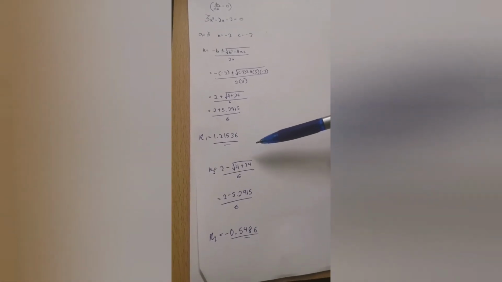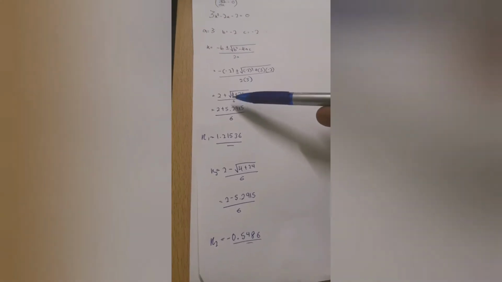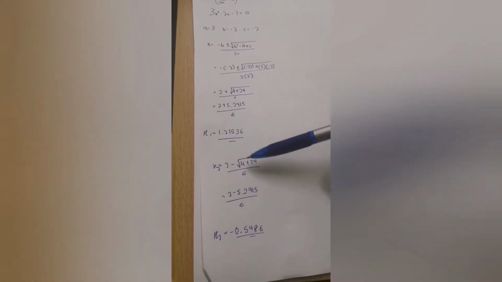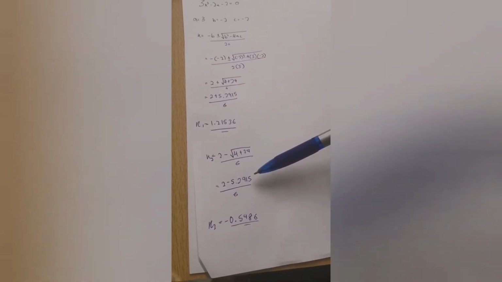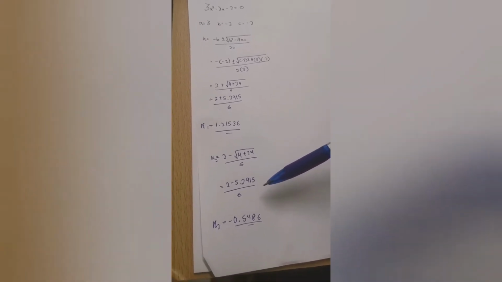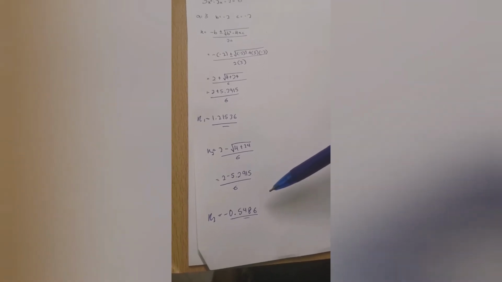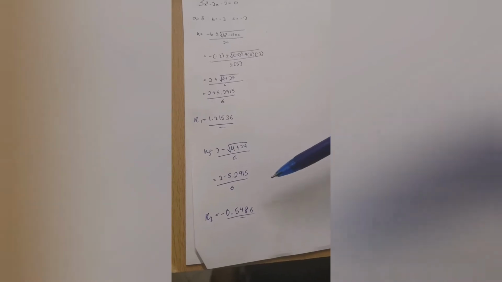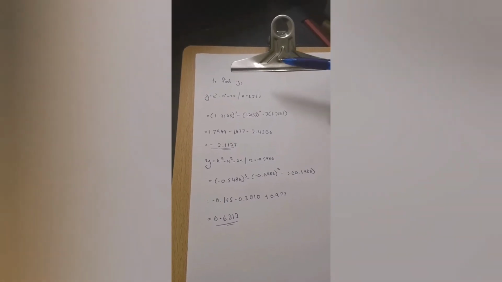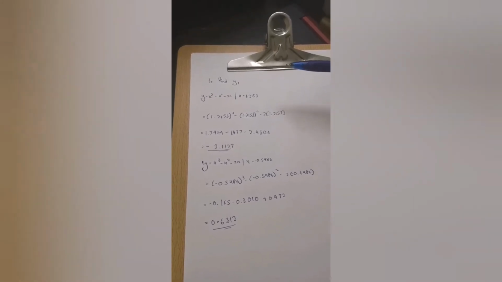As you all know, here we did plus and here we are going to do minus. With the same method, when you put this in a calculator, you can get your answer. x2 is negative 0.5486.